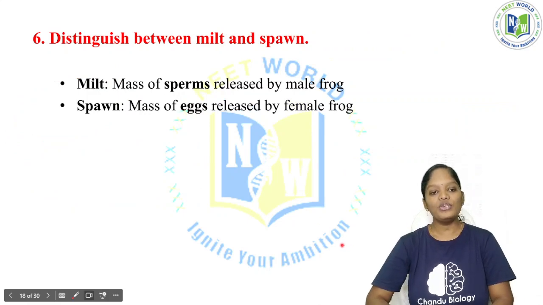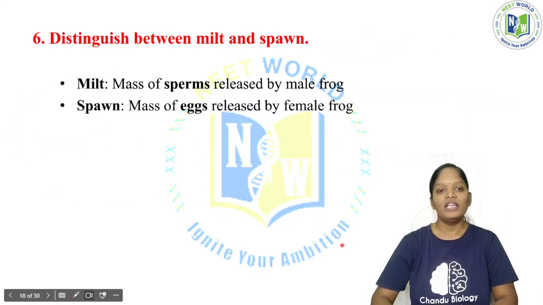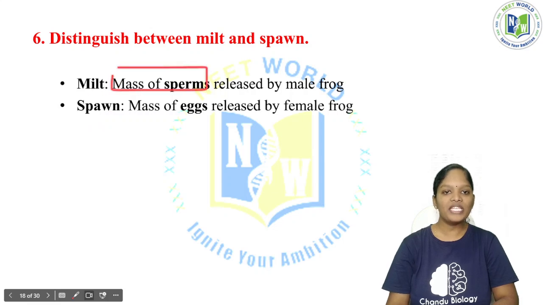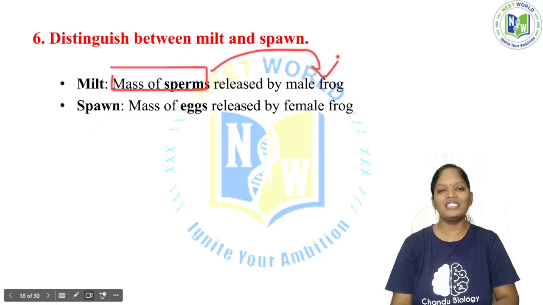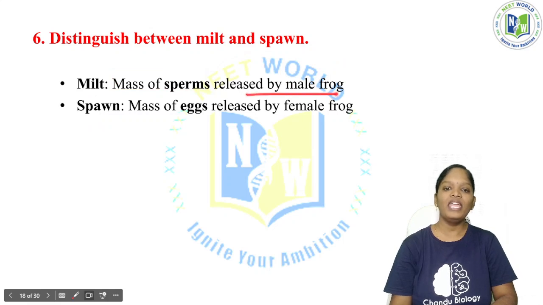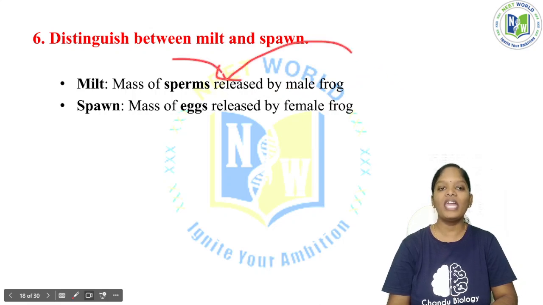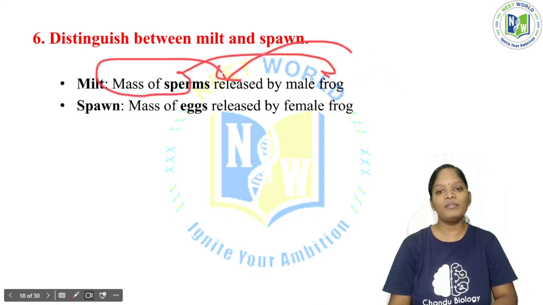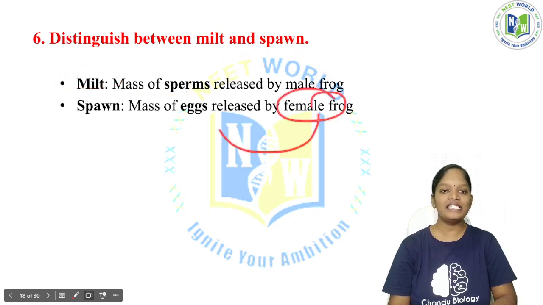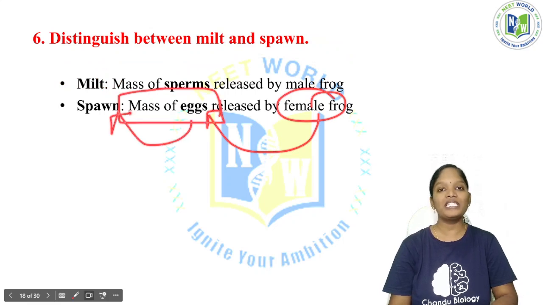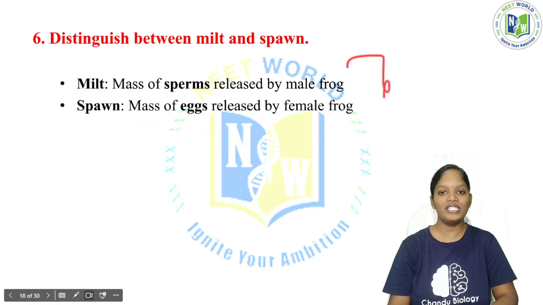Now, distinguish between milt and spawn. See, milt means the mass of sperms released by the male frog. This is a technical word. The male frog is releasing sperm, and it is not only one, it is a mass of sperm, and the mass of sperm released by the male frog is called milt. And the female frog is releasing eggs, and that will be in a mass. So that mass of eggs is called spawn. So this is the word somewhat related to the gametes, right?